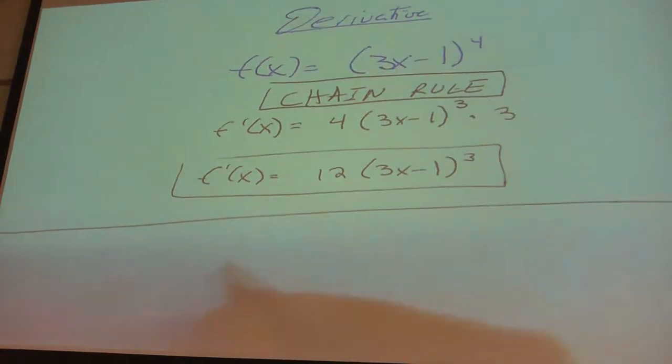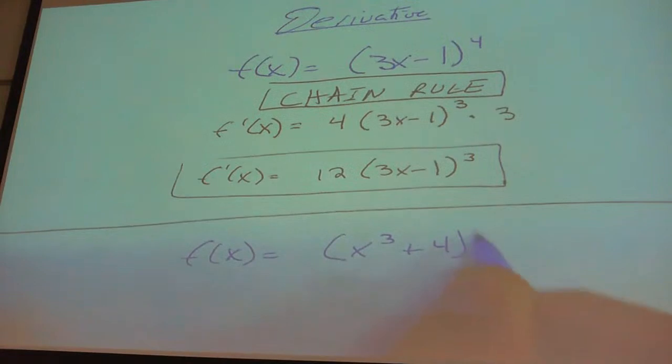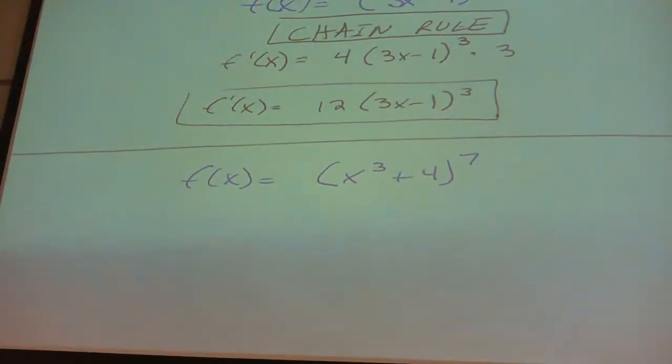Okay? So here's your next one. Find the derivative of x cubed plus 4 raised to the 7th. And I'll leave the old one there. Okay? Again, it's not product rule. It's not quotient rule. Just by looking at it, it's something raised to a number. That means you're going to do chain. So you're just learning more techniques. You're learning product rule, quotient rule, and now you're learning chain.